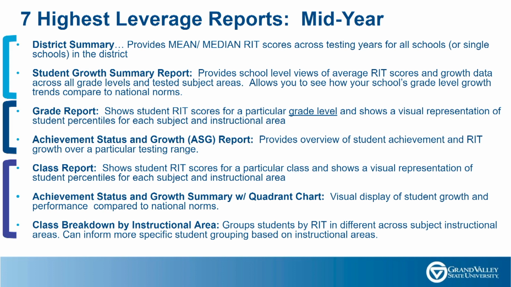We're going to talk about the district summary and student growth summary report together. Then we're going to discuss the grade report and student achievement status and growth report. Lastly, we'll discuss the class report, achievement status and growth summary with quadrant chart diagram, and finally the class breakdown by instructional area.